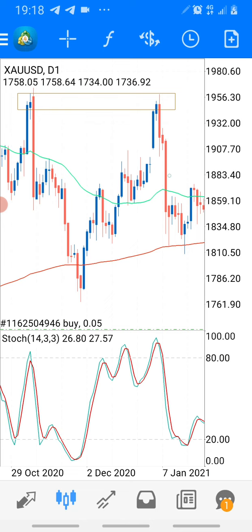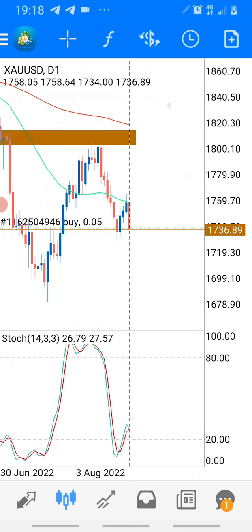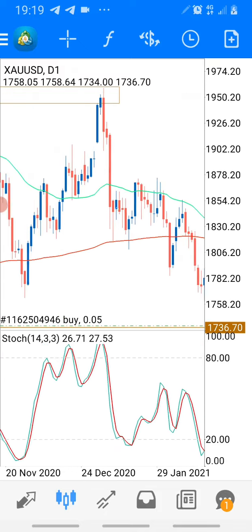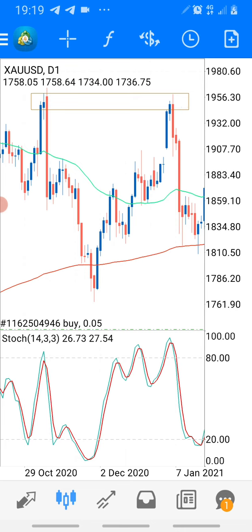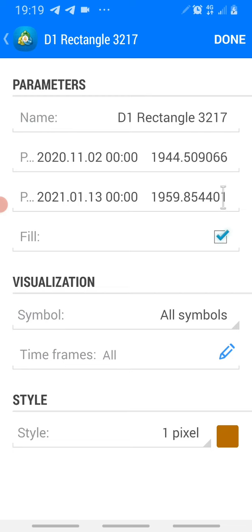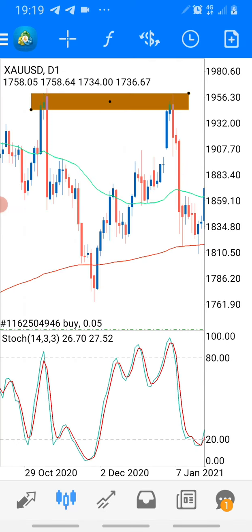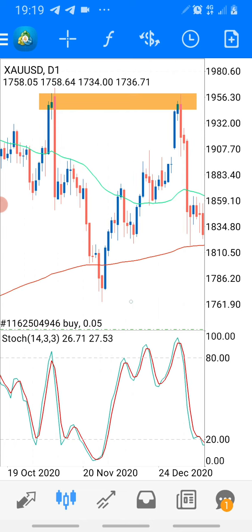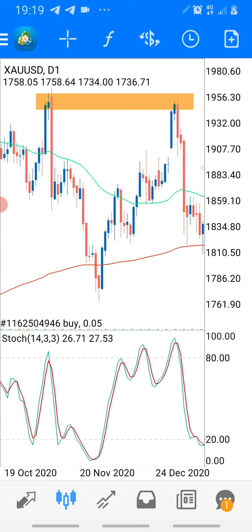Okay, see another one here. Let me autofill it so I will be able to see it. It's too dark. Let me change the color so that it can be visible. Okay, you can see it. You can call this a double top. You can equally call it a resistance zone or a resistance level.